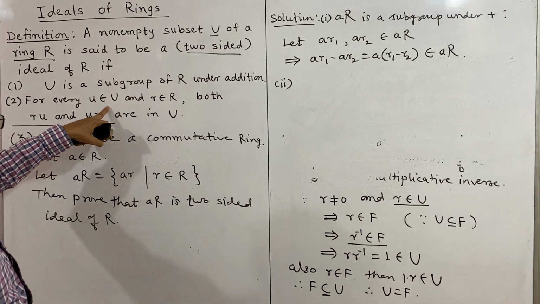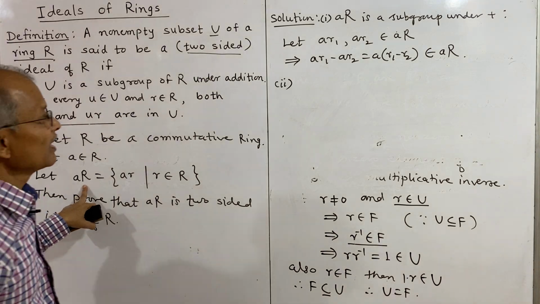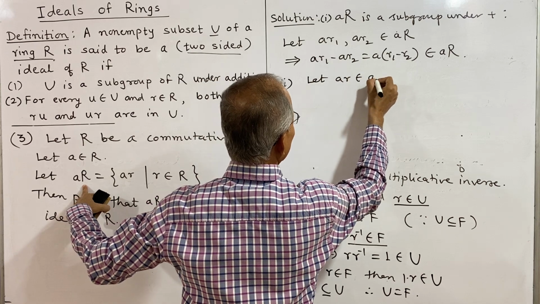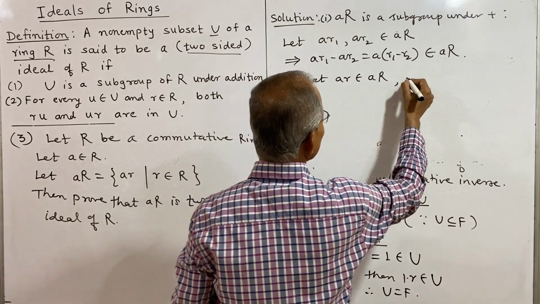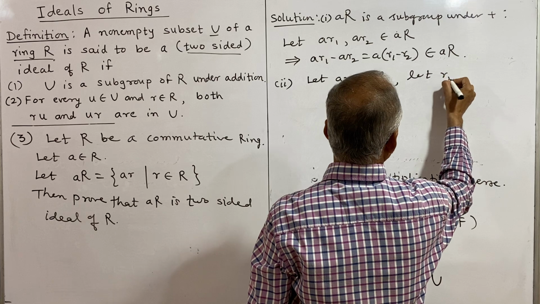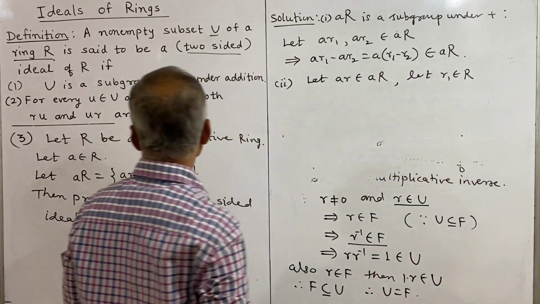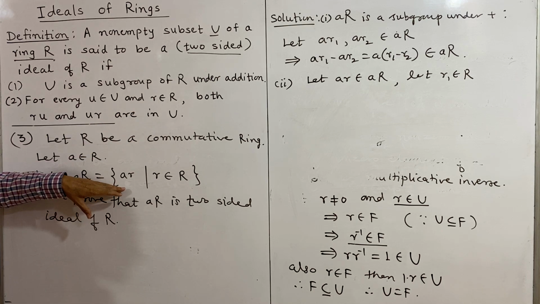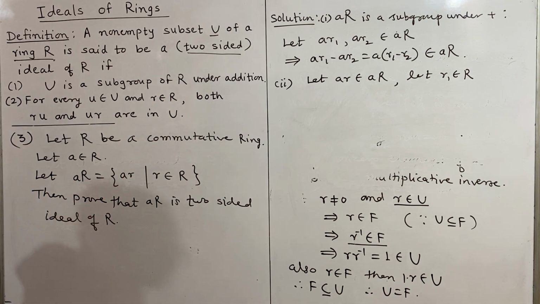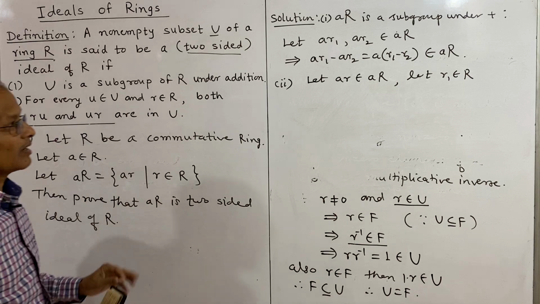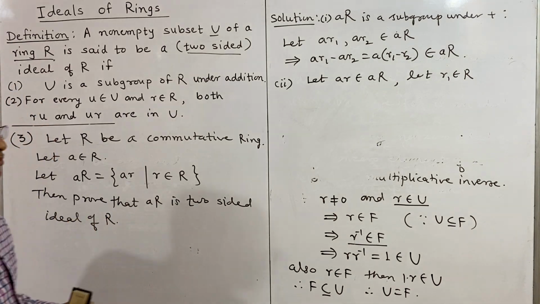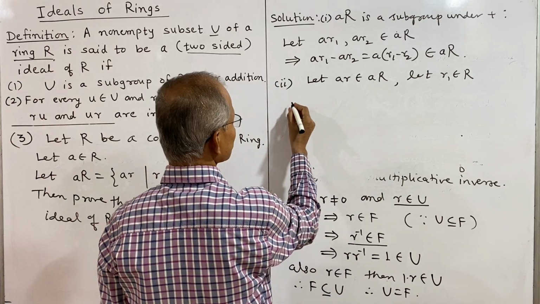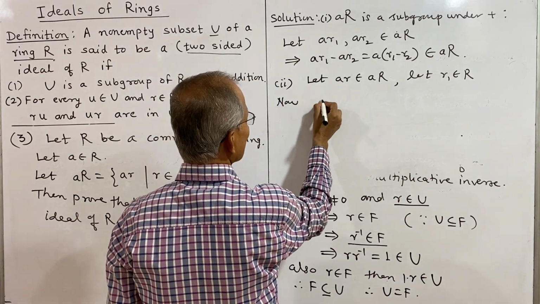Take an element in U, that means this set. Let ar belong to AR, and let r1 belong to R, an element in R. The set is to be proved an ideal, so take any element of the ring R, and their product we have to prove is in the ideal AR. So now, what is their product?